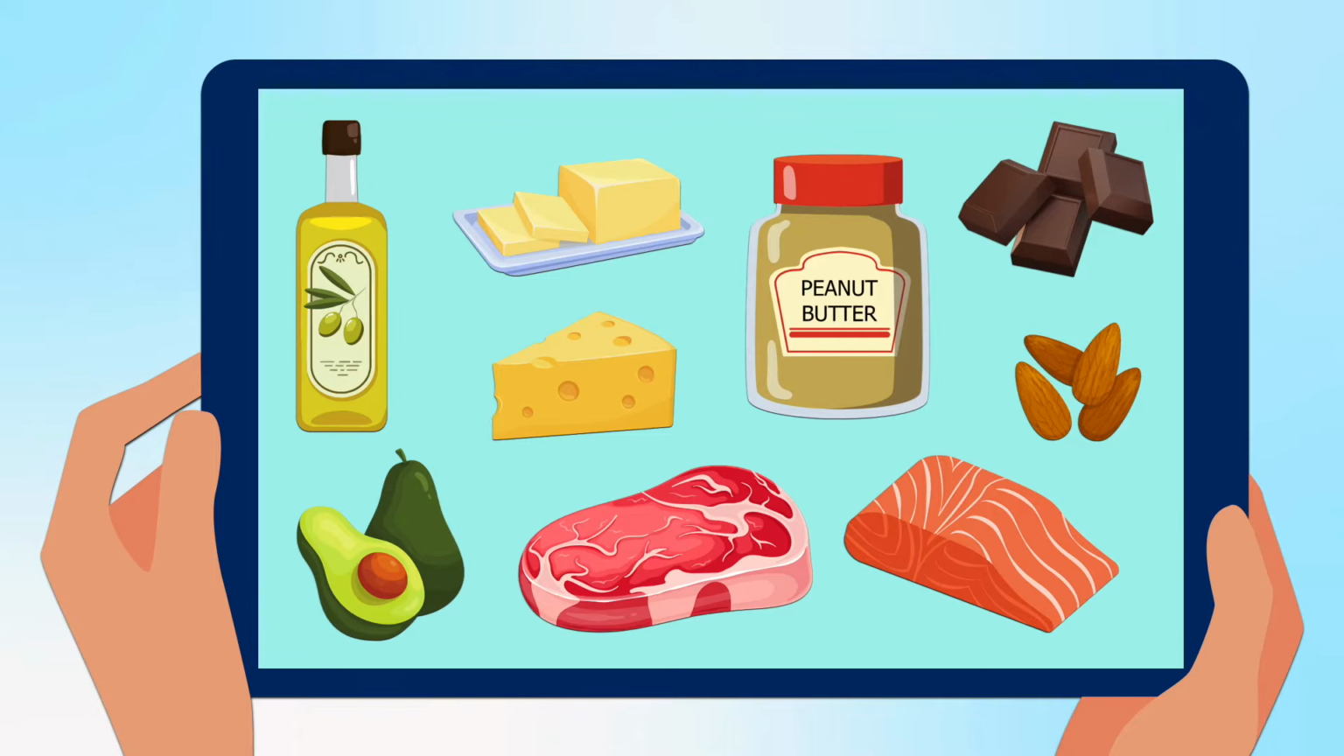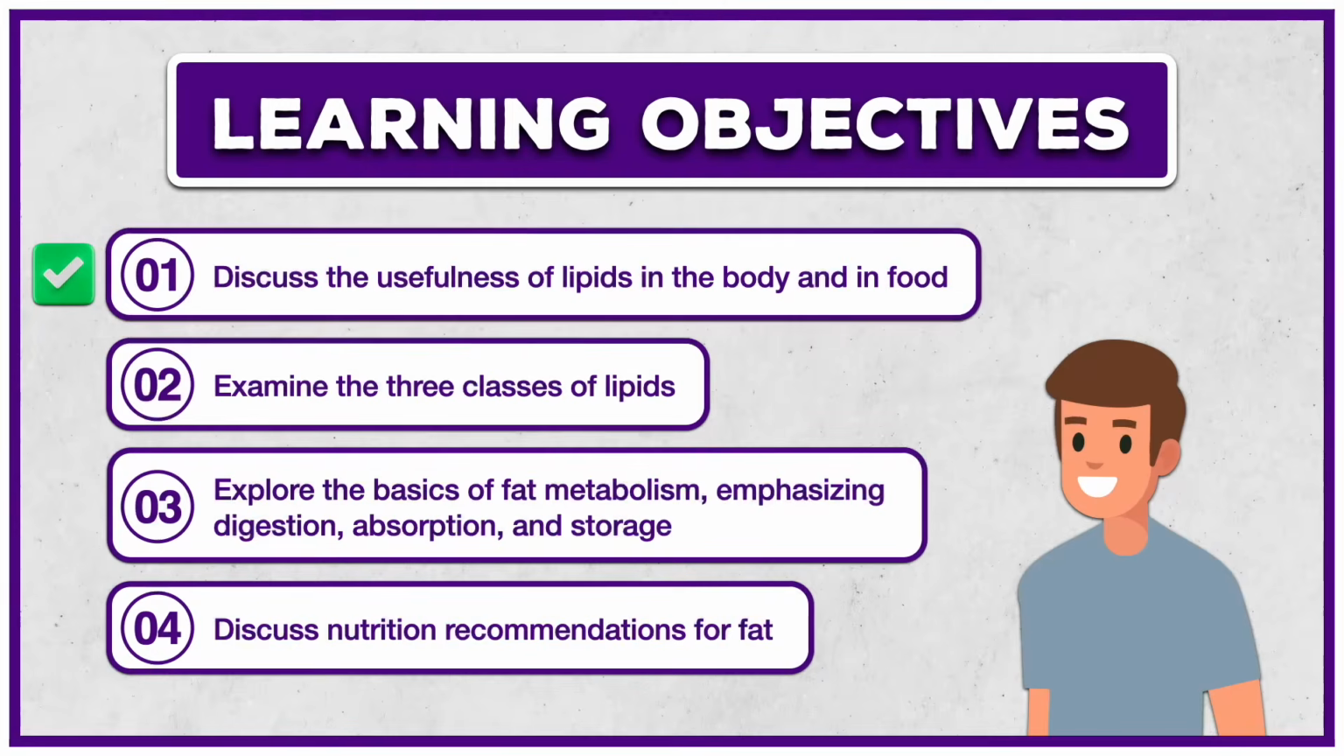Vegetable oils and butter find their way into many foods. Other sources include animal-based foods like steak, salmon, and cheese, and plant-based foods like avocado, peanut butter, almonds, and dark chocolate. Okay, that completes the first learning objective. Discuss the usefulness of lipids in the body and in food.